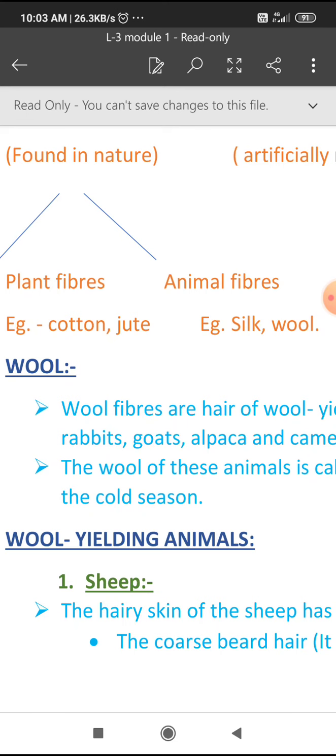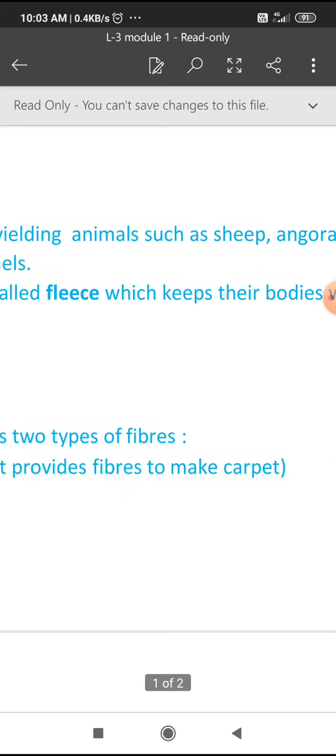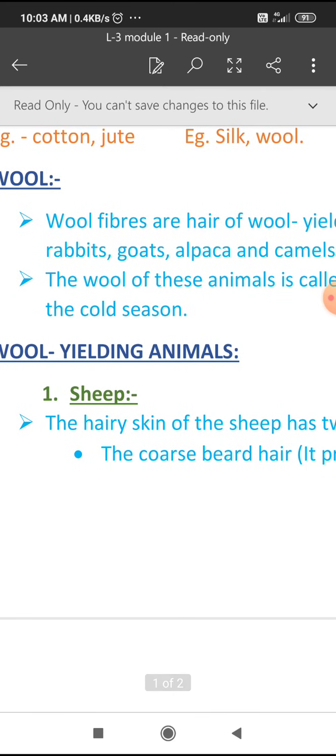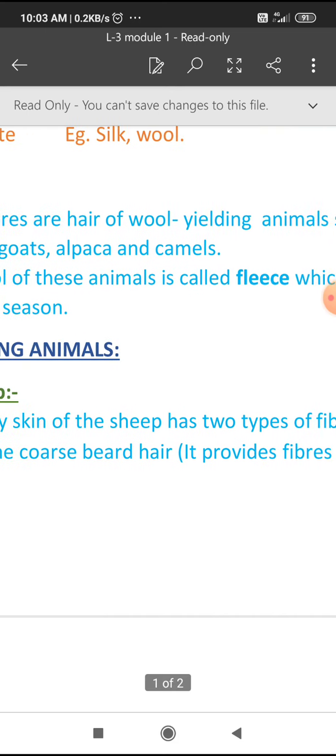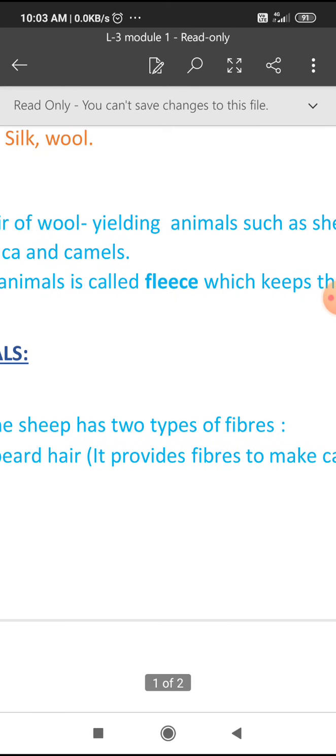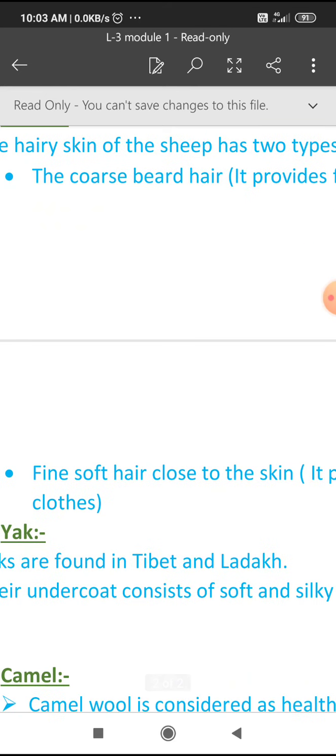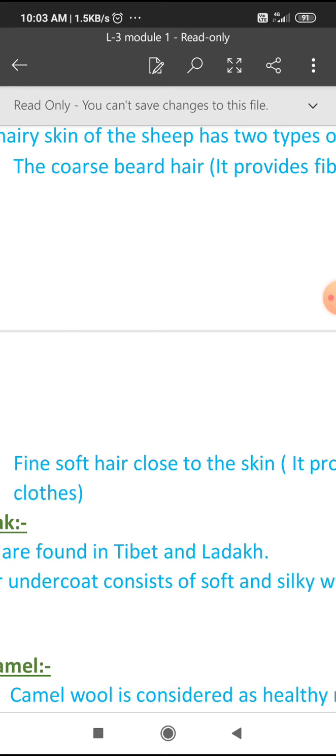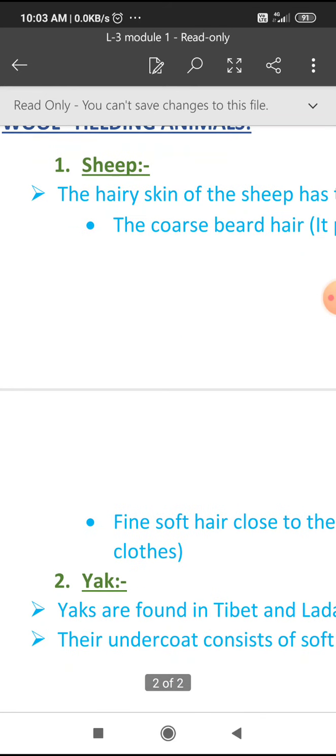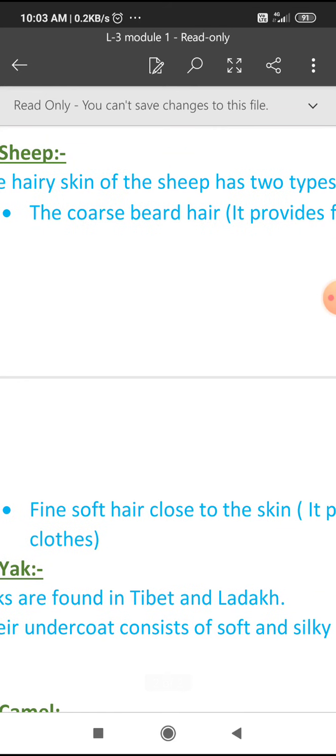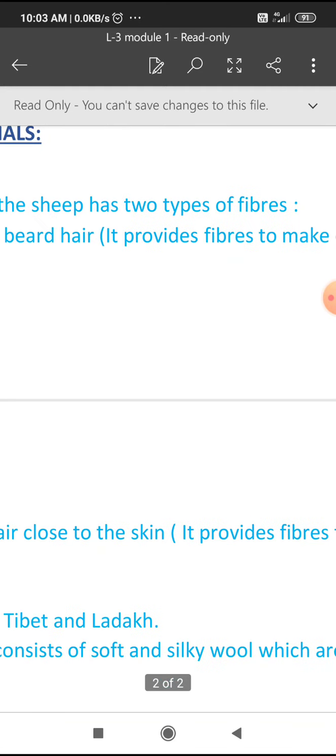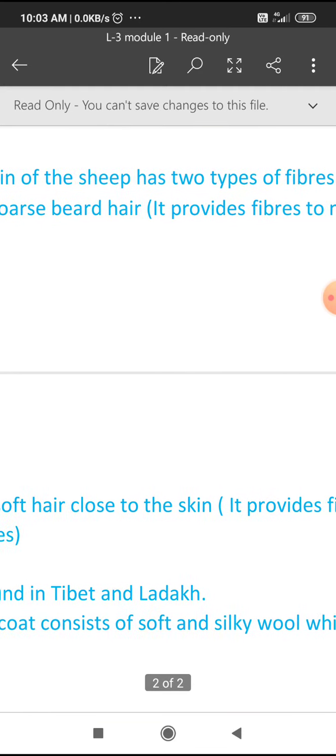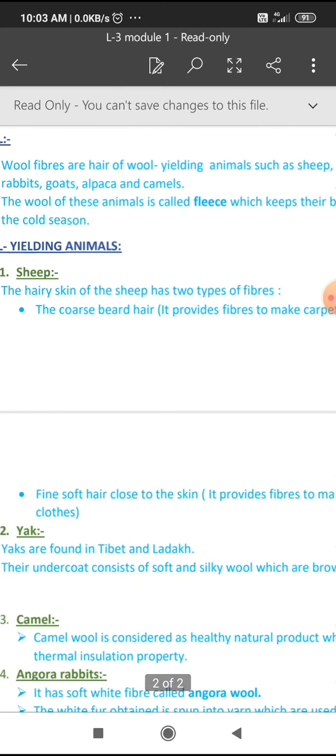First of all is sheep. The hairy skin of the sheep has two types of fibers. The outer part of the hair is called the coarse beard hair, which provides fibers to make carpets. The next is the fine soft hair, which is close to the skin. It provides fibers to make woolen clothes like shawls, sweaters, jackets, etc. So the sheep has two types of fibers, coarse beard hair and fine soft hair close to the skin.